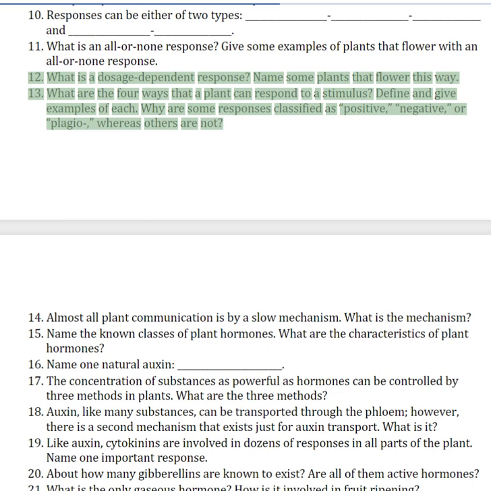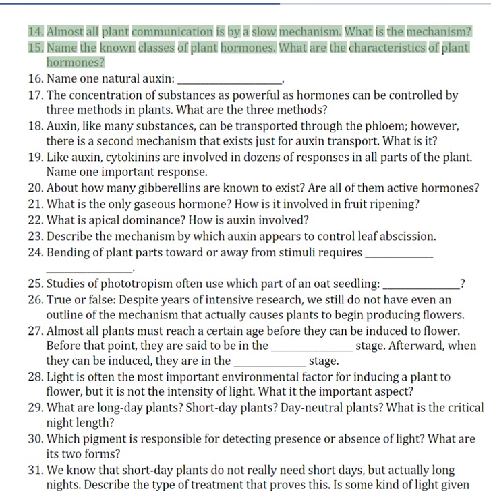13. What are the 4 ways that a plant can respond to a stimulus? Define and give examples of each. Why are some responses classified as positive, negative, or plagio-, whereas others are not? 14. Almost all plant communication is by a slow mechanism.